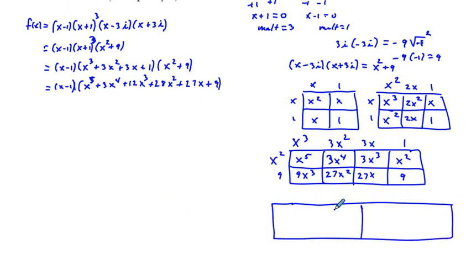So we have these. So we're going to have x to the 5th power. Is there a better way to do this? Well, for me, I want to stay organized.